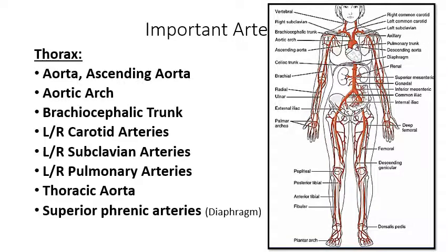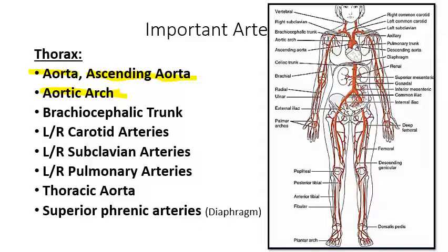In the thorax, you know that the aorta is the blood vessel, the artery that comes directly off the heart. And then as it travels upwards, we give it another name. We call it the ascending aorta, and then it bends over, and we call it the aortic arch. Now coming off of the aortic arch is where we get the left and right carotid arteries, and also a set of arteries called the left and right subclavian arteries.